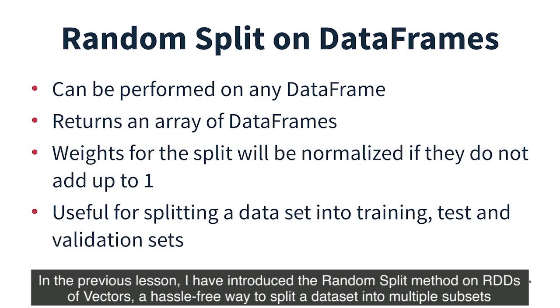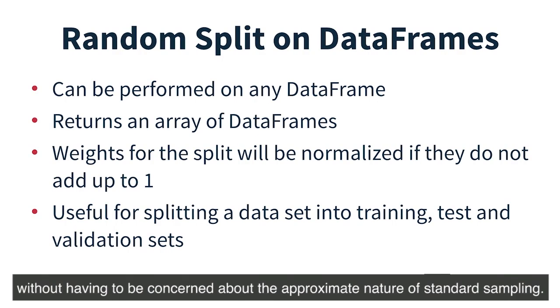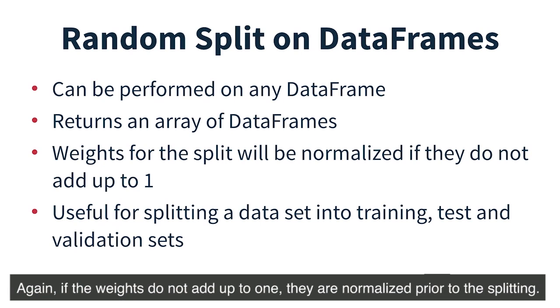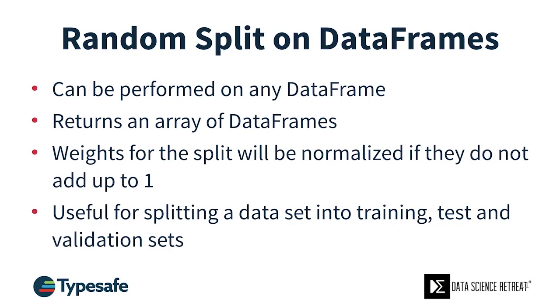In the previous lesson, I've introduced the random split method on RDDs of vectors, a hassle-free way to split a dataset into multiple subsets without having to be concerned about the approximate nature of standard sampling. The same method is applicable to data frames, returning an array of data frames of sizes proportional to the array of weights passed as an argument. Again, if the weights do not add up to 1, they are normalized prior to the splitting.